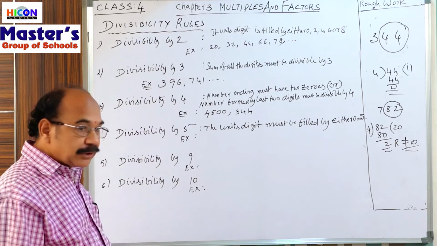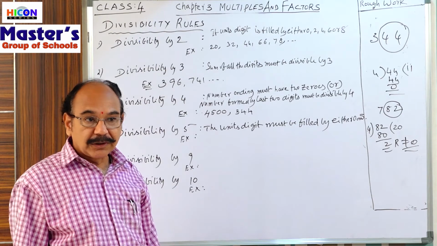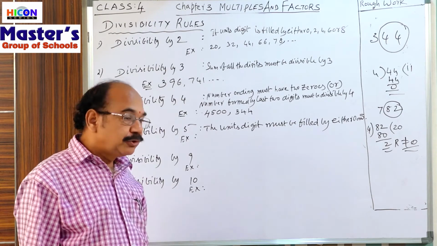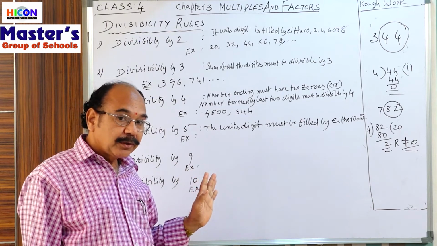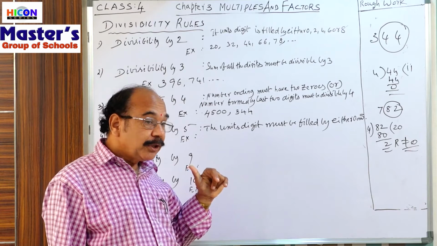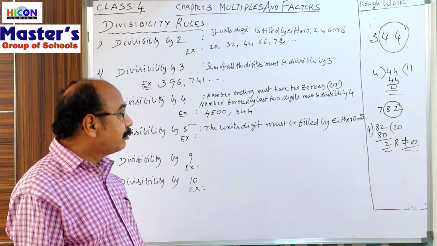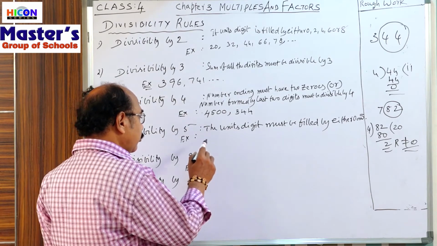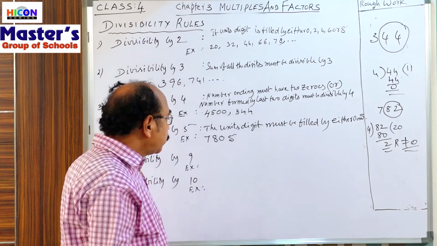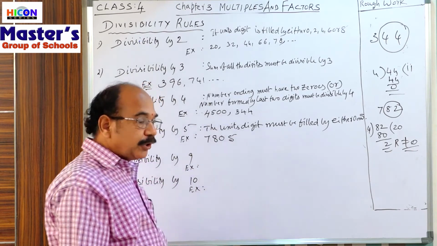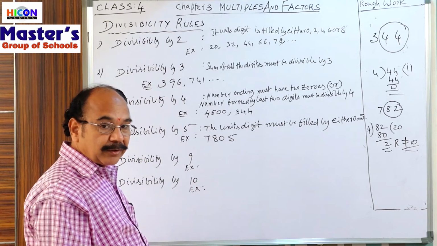You see, if a number is given, first of all observe what is the unit digit. If the unit digit is 0, no problem. If the unit digit is 5 also, no problem. If it has any other number, then you say it is not divisible by 5. For example, you see here 7805. What is the unit digit here? 5. Here the unit digit is filled by 5. So it is divisible by 5.